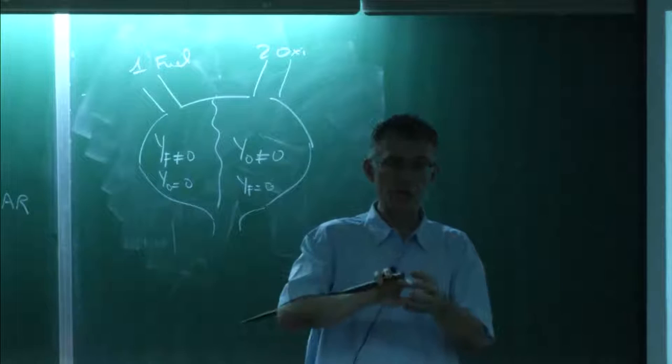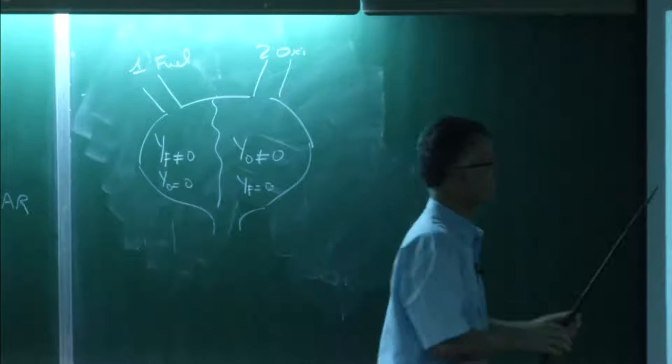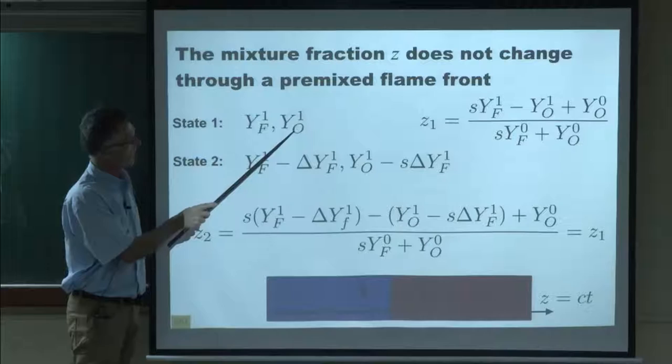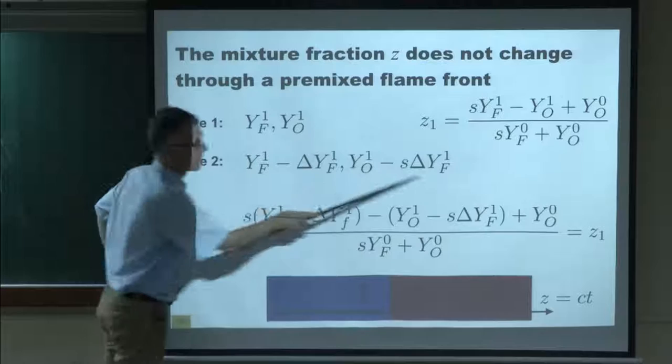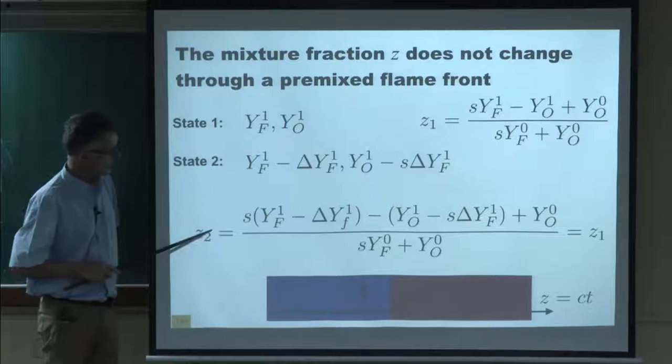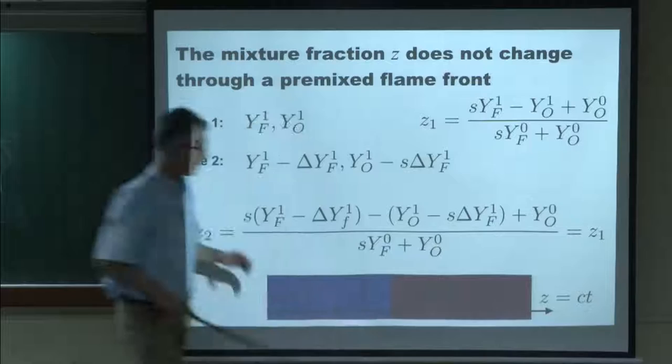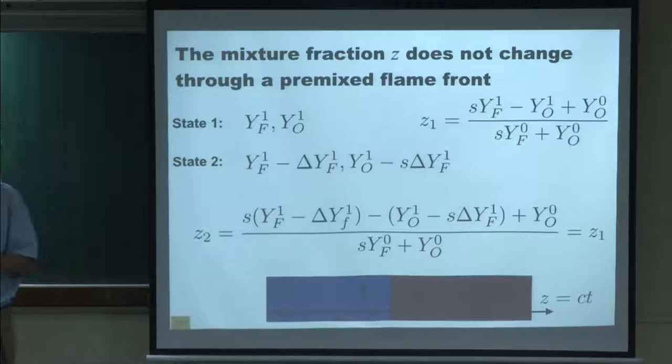But you can prove it easily if you say that you have an initial state YF1 and YO1. After combustion, the fuel will decrease by some amount delta YF1, whatever delta is for the moment. And if the fuel decreases by this quantity, the oxidizer will decrease by the corresponding quantity. If you compute Z2, the mixture fraction after that, you see that these terms cancel and you end up with the same value as Z1. So through a flame front, Z does not change. It's a good test when you write a code: verify that in your 1D premix flame, the mixture fraction is constant.